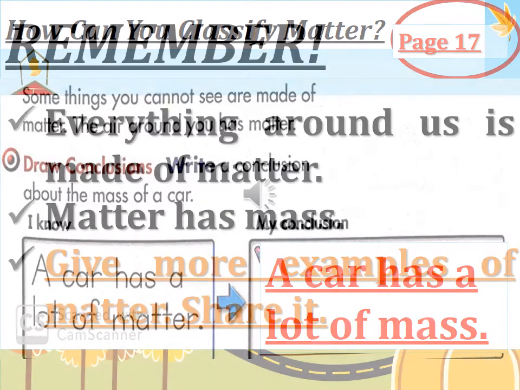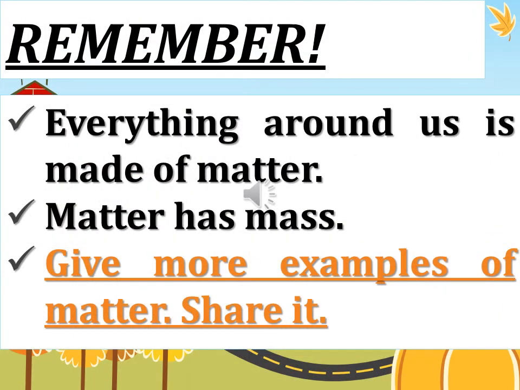Excellent. For our wrap up, remember these points. First one, everything around us is made of matter, and matter has mass. This is the reason why an object is heavy or light. Now, can you give more examples of matter? Can you share them?